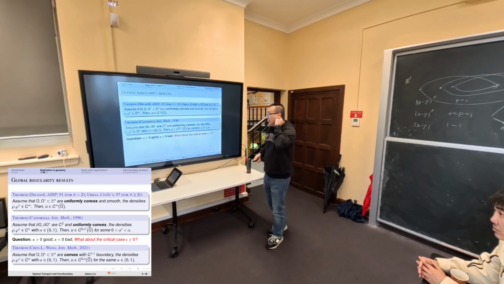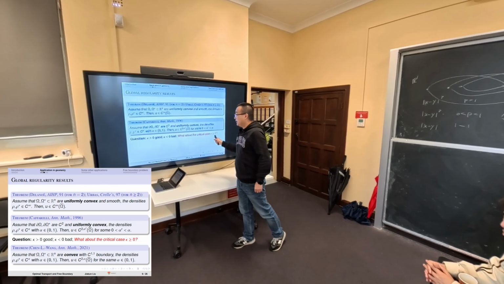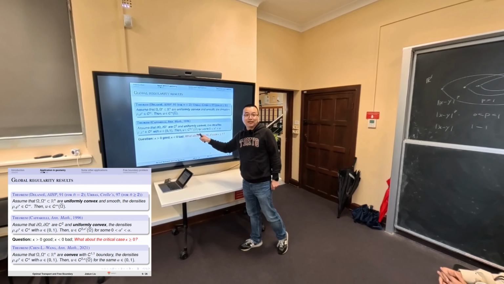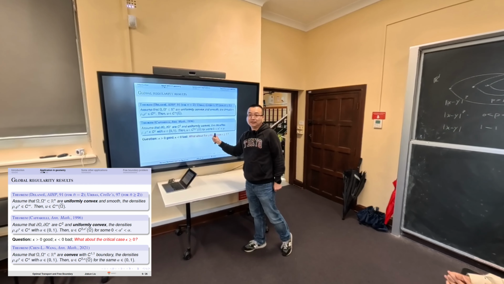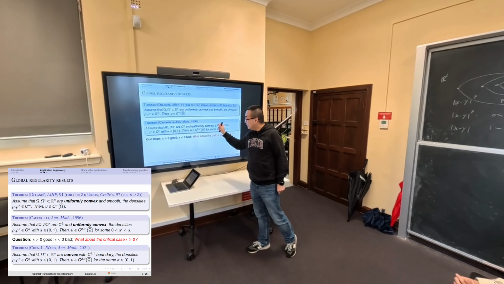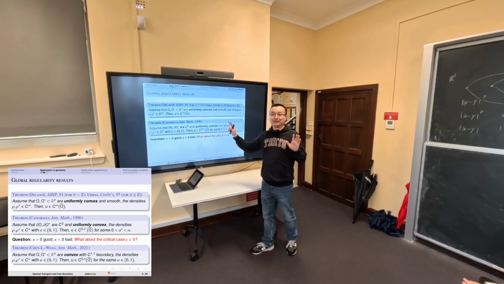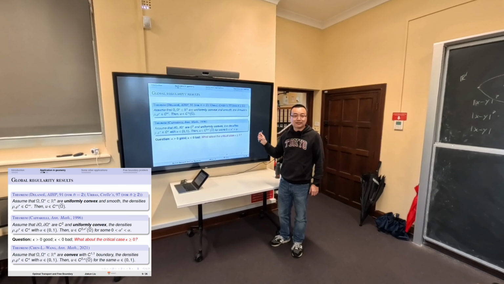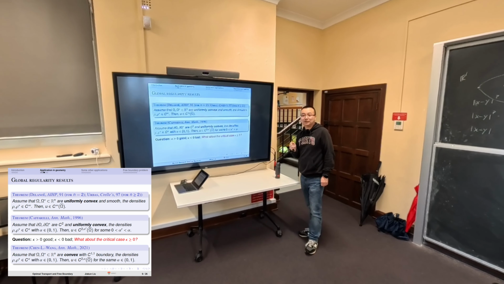Okay, so a summary. What does uniformly convex mean? That means the curvature has a positive lower bound. If the domain is uniformly convex, everything is perfect. They already proved it. If the domain is not convex, we do have a counterexample to say the C1 regularity is not true. So that's the end of the game.